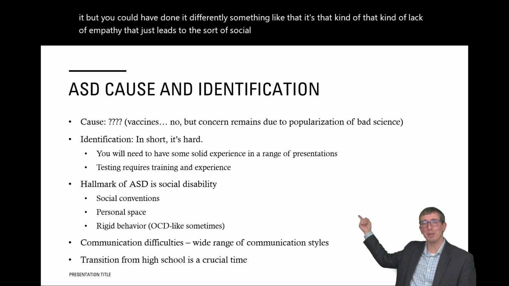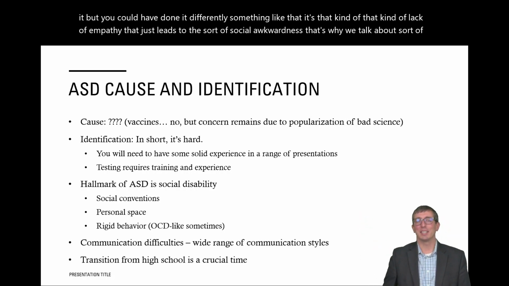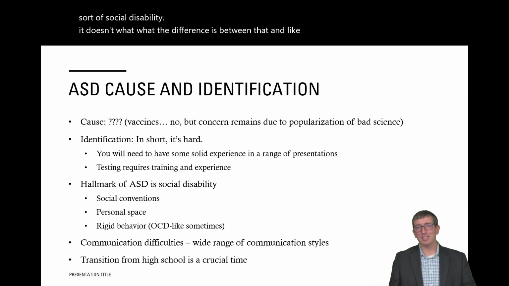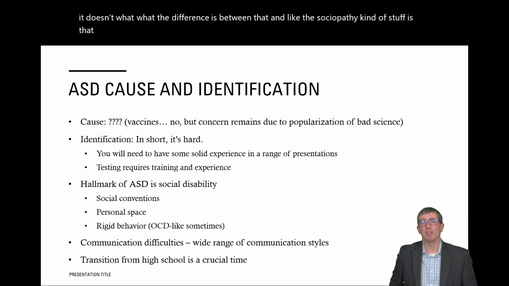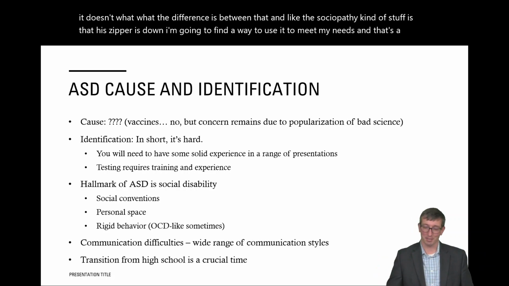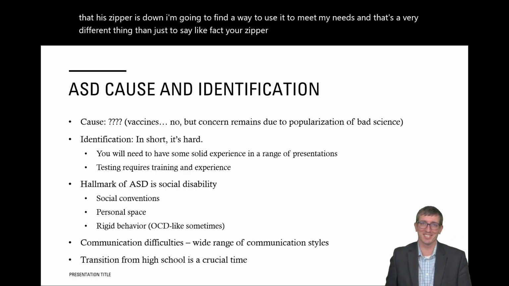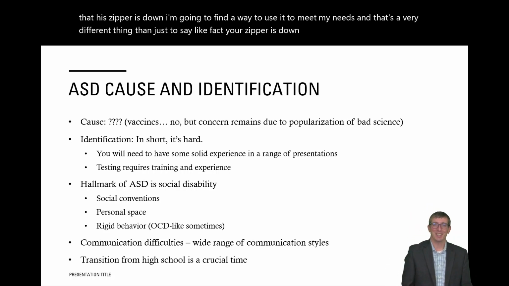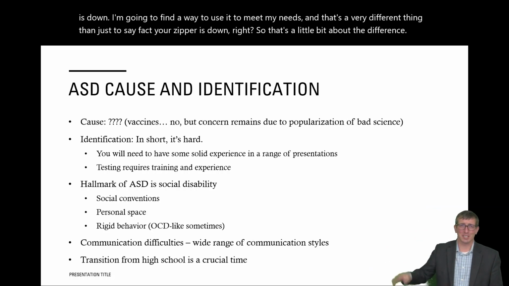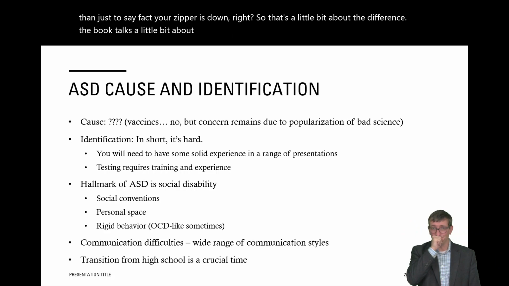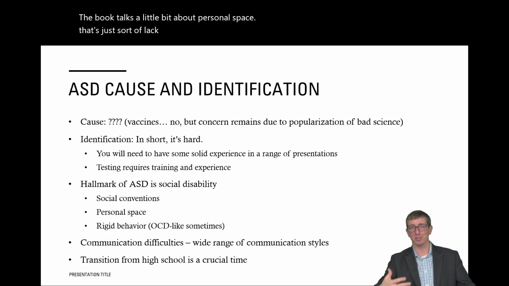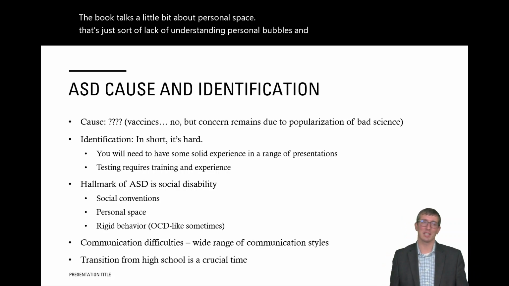That's why we talk about social disability. The difference between that and sociopathy is, his zipper's down and I'm going to find a way to use it to meet my needs. That's a very different thing than just saying, fact, your zipper is down. So that's a little bit about the difference. The book talks a little bit about personal space. That's a lack of understanding of personal bubbles and social acceptability, that kind of stuff.